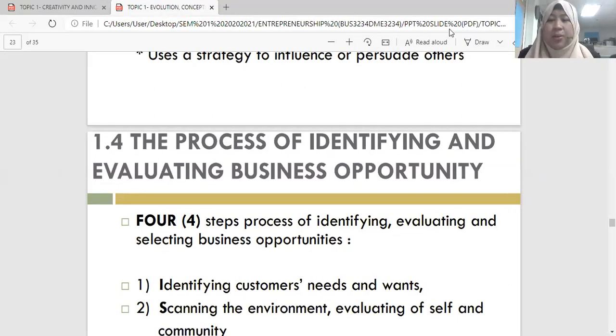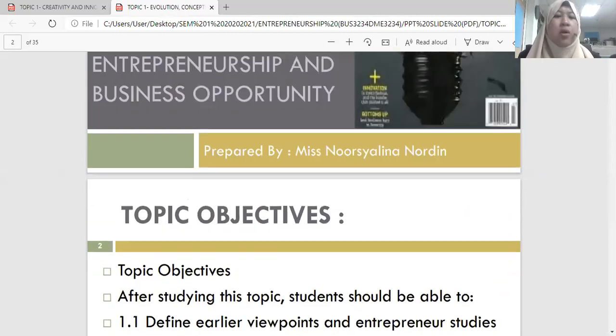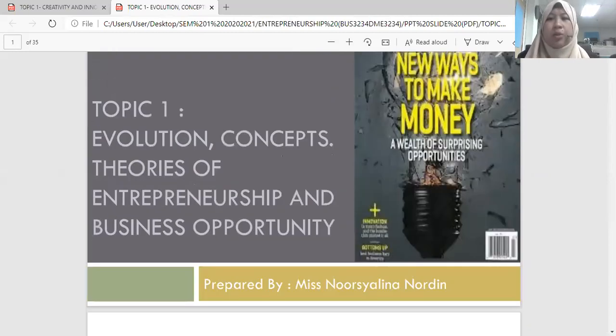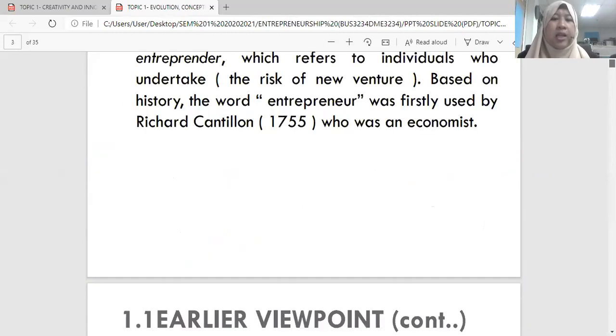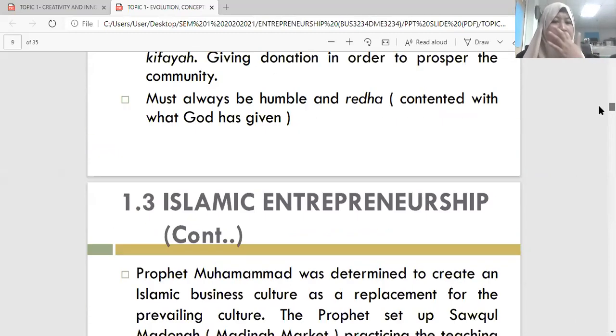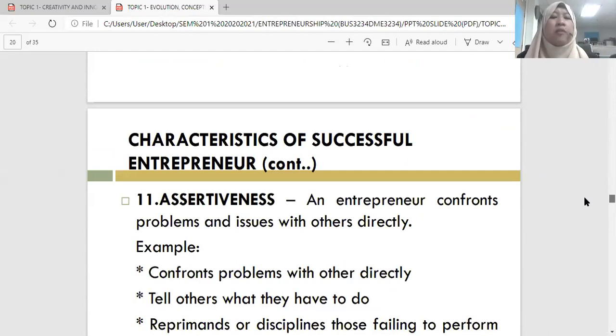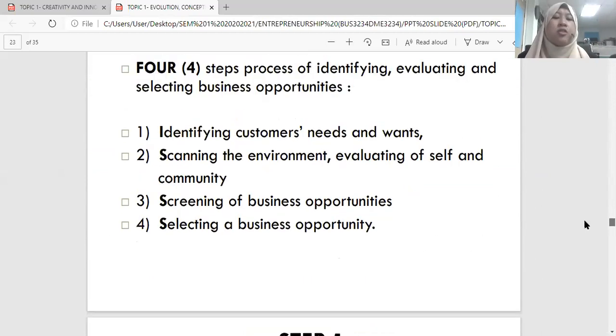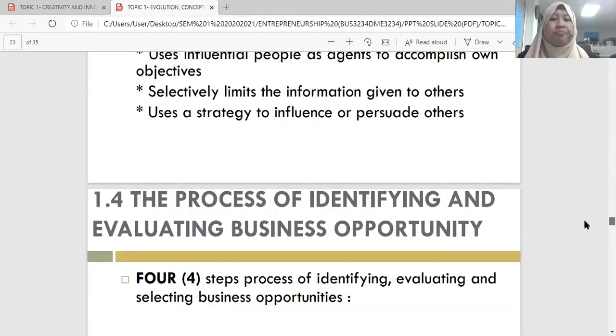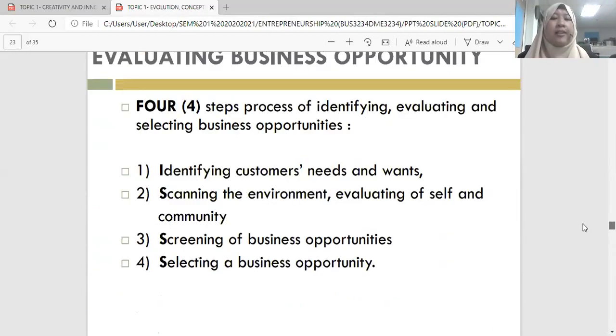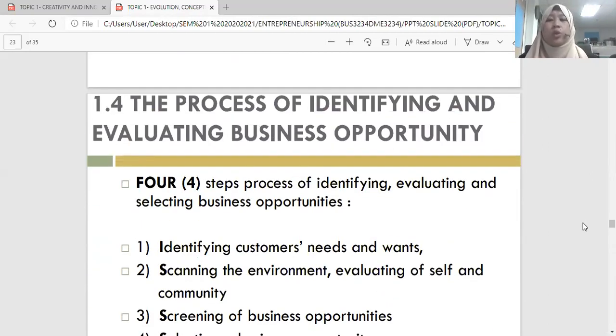All right. So today I will continue back on our topic one, because topic one has many subtopics, right? So basically we already stopped at the last part, if you still remember, at the characteristics of successful entrepreneurs under McClelland, 13 characteristics. So now we're moving on to the 1.4 subtopic, the process of identifying and evaluating business opportunity.